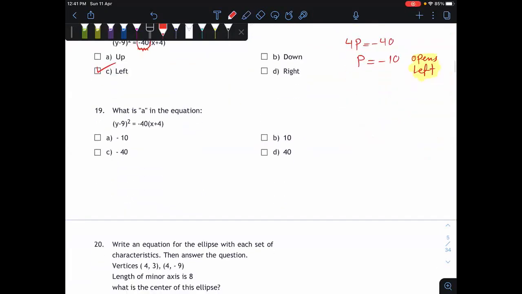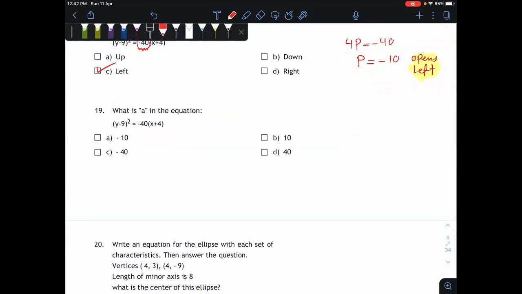Number 19, what is a in the equation? What's the value of a? What does it mean, guys? What is a? Who can tell me what is a in the equation?